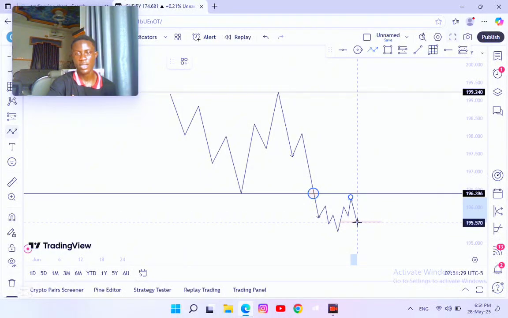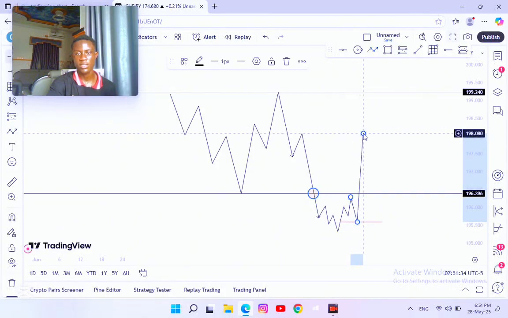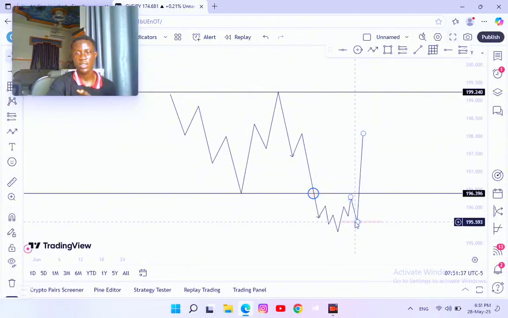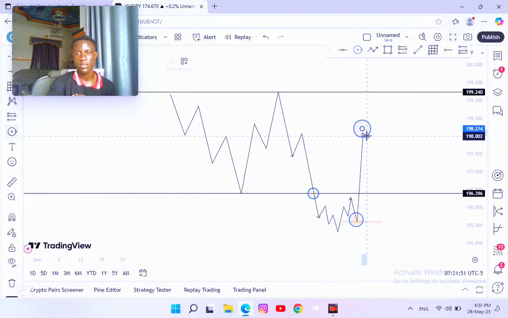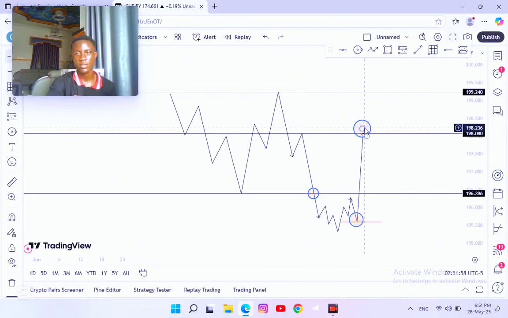So where's going to be our target? Like I said, the last pullback that price made. So there's going to be our target. Here's our entry, and here's our exit. Why? Because here is also a key level. So here's going to be our exit, and here's going to be our entry.